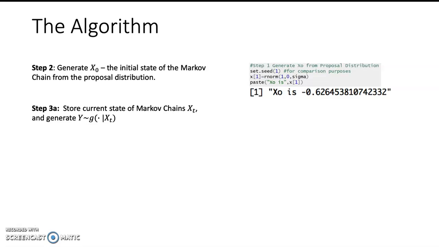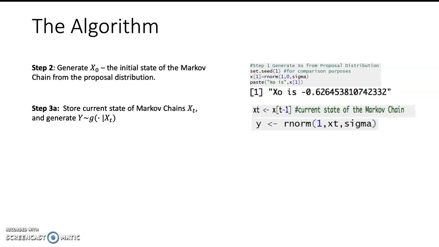And in step 3, we have 3 parts. The first part we're going to do is to store the current state of the Markov chain xt, and generate y, which is a set of values that follows the distribution of the proposal. The code is shown on the right. And for part B, we're generating a uniform distribution that has parameters 0 and 1. The code is shown on the right.